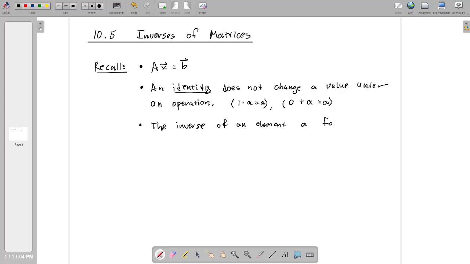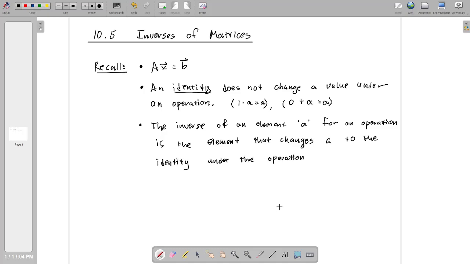The inverse of an element A for an operation is the element that changes A to the identity under that specific operation. So we know that 1 is the multiplicative identity and 0 is the additive identity. So if I have a value A, what do I need to multiply by A to get 1? Whatever goes here in this blank, this is going to be the inverse of A under multiplication. And it is 1 over A. When we multiply 1 over A times A, we get to the multiplicative identity.